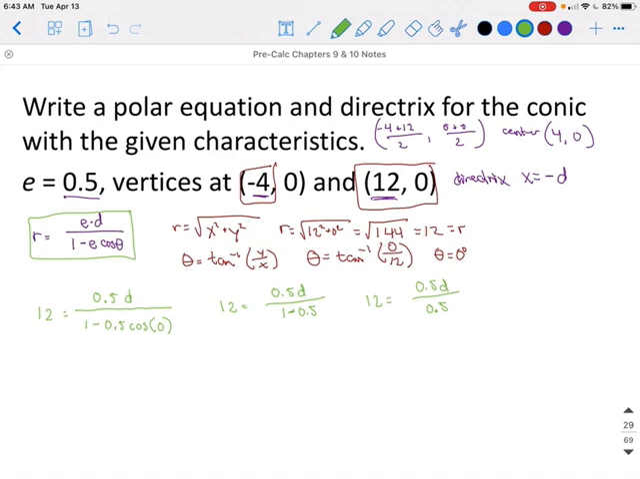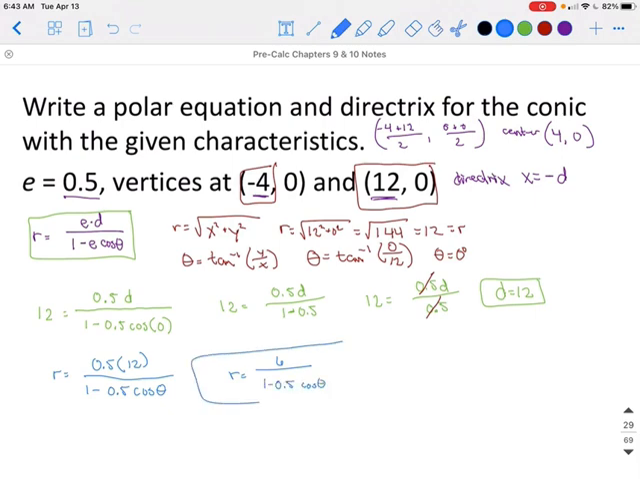If not, we could multiply both sides by 0.5 to get out of the denominator, and then divide to get the d by itself. But because these are the same, we can just cancel them, and we're going to find that the value of d is equal to 12. So if we want to write the equation, we can do e times d over 1 minus e times the cosine of theta, or 6 over 1 minus 0.5 cosine of theta would be the equation in polar form of our conic.